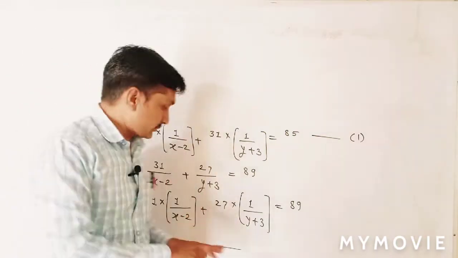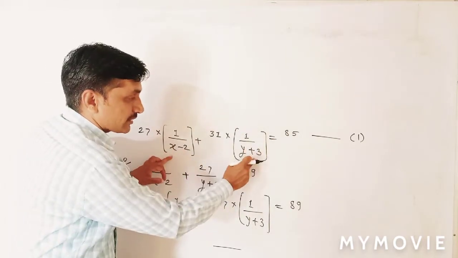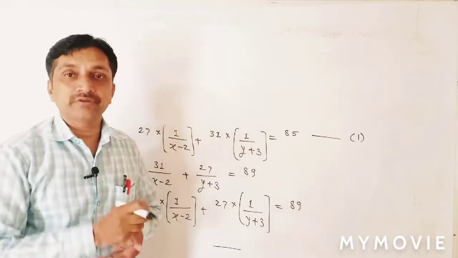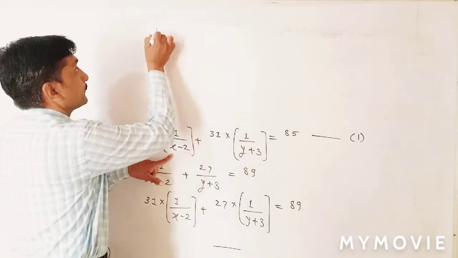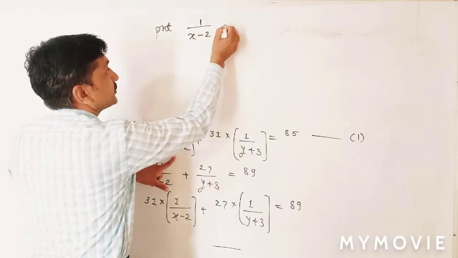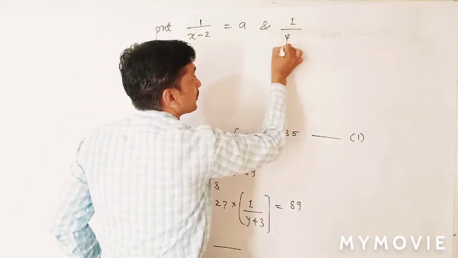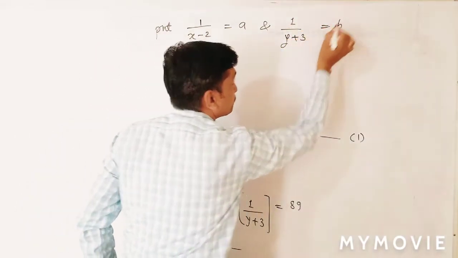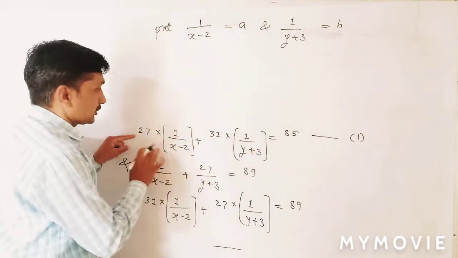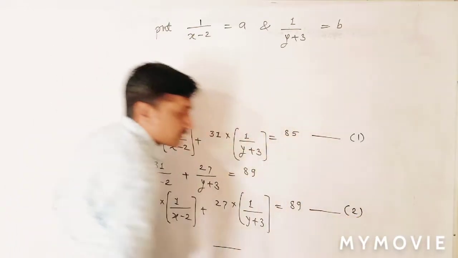Now after this step we got two brackets, here 1 upon x minus 2, second 1 upon y plus 3. We have to replace these brackets by another variable. Put 1 upon x minus 2 is equal to a, and second bracket 1 upon y plus 3 is equal to b. Now we have to replace a and b here. Now we got equations number 3 and 4.